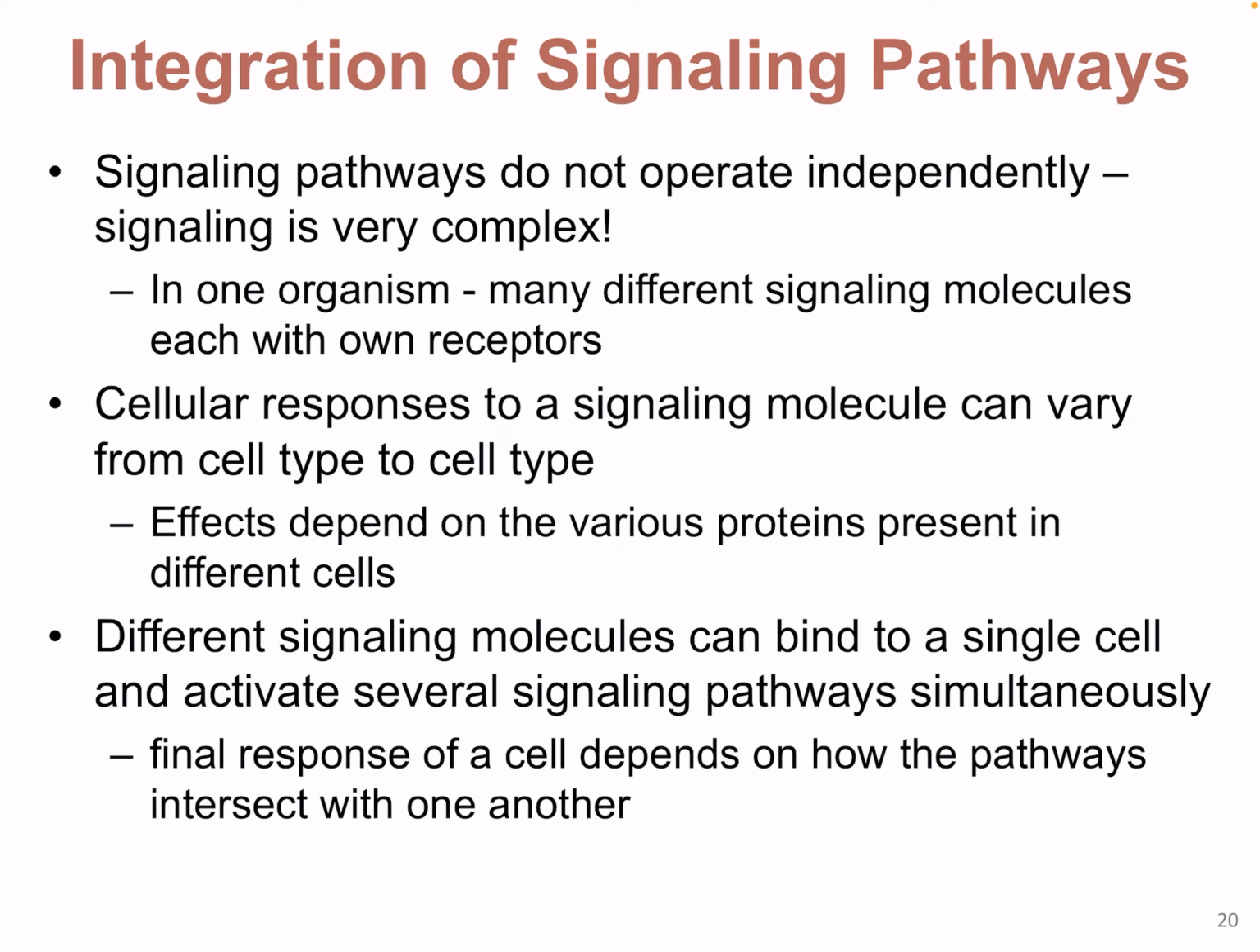Now, the integration of signaling pathways. Signaling pathways do not operate independently. Signaling is very complex. In one organism, many different signaling molecules exist, each with their own receptors. Cellular responses to a signaling molecule can vary from cell type to cell type, so every cell can be different. The effects of binding depend on the various proteins present in different cells. One molecule can bind to two different cell types and have completely different responses, even though it's the same receptor and the same molecule.